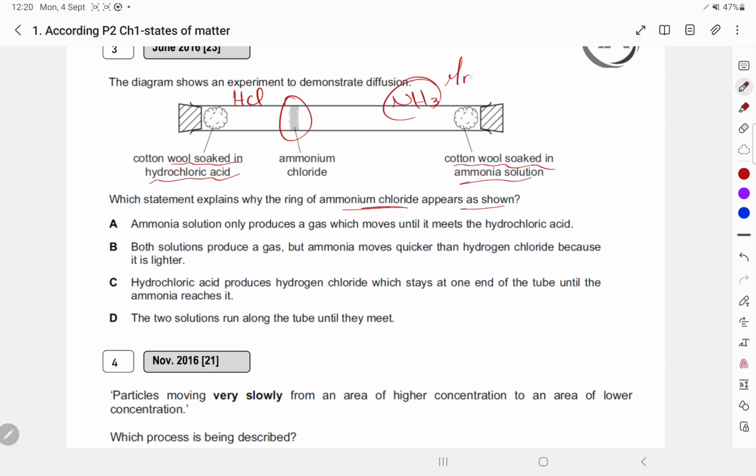Because if you work out the MR of the ammonia, nitrogen has mass number 14 from the periodic table, plus hydrogen has mass number 1 times 3 equals 3, so 17. The MR of ammonia is 17. Hydrogen has mass number 1. Chlorine has mass number 35.5, so the total is 36.5. So it is clear that the particles or the molecules of ammonia are lighter because they have smaller MR, so they will move faster. So the ammonia moves quicker than hydrogen chloride because it is lighter.